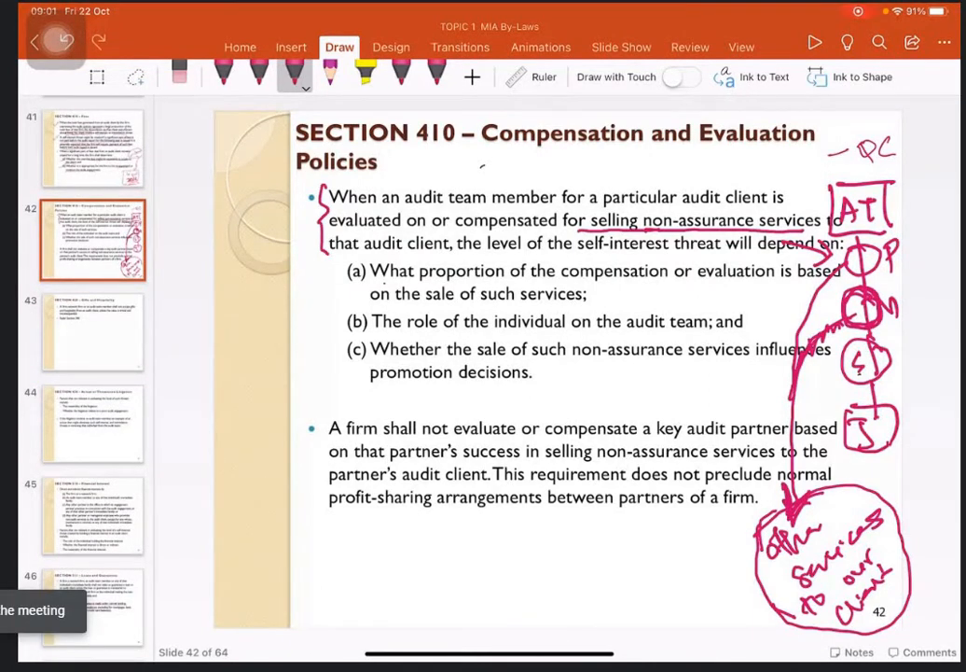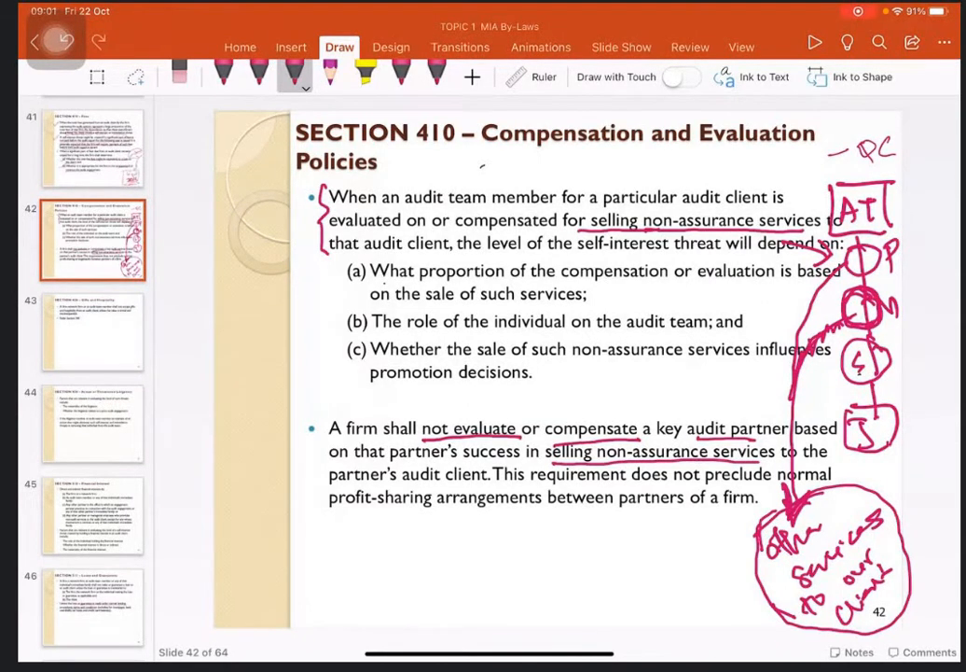Okay. A firm shall not evaluate or compensate a key audit partner. You tak boleh evaluate ataupun bagi compensation reward kepada audit partner based on the ability of the audit partner to sell non-assurance services to their client. So kadang-kadang bila dia jadi our client, jadi senang untuk kita jual other services kepada dia. Kadang-kadang client tu tak tahu apa yang dia nak kan, and then kita akan advise dia this and that. So bila dia nak dapatkan other services, dia pun rasa senang untuk dapatkan the services from the same audit firm.